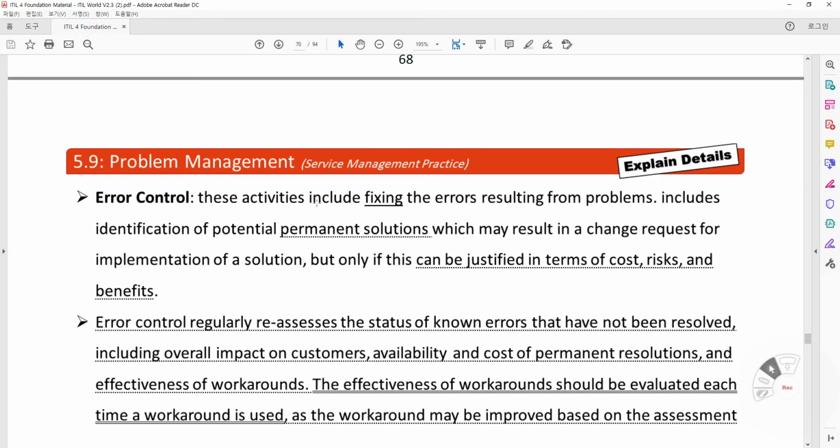These activities include fixing the errors resulting from problems, including identification of potential permanent solutions which may result in a change request for implementation of the solution, but only if this can be justified in terms of cost, risk, and benefits. Error control regularly reassesses the status of known errors that have not been resolved, including overall impact on customers, availability, and the cost of permanent resolutions, and the effectiveness of workaround. The effectiveness of workaround should be evaluated each time workaround is used, as workaround may be improved based on assessment.